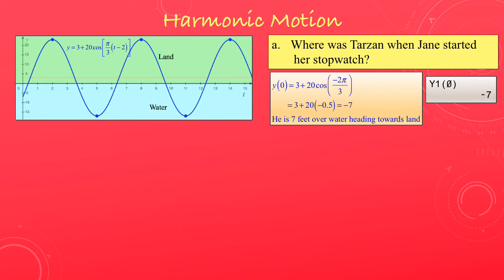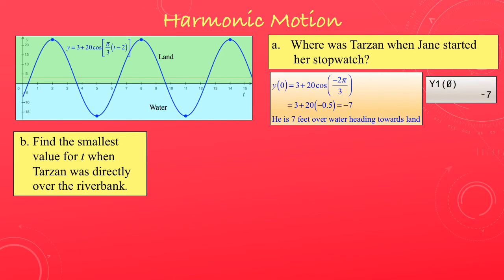We need to find the value of y at 0, or y of 0. That is 3 plus 20 cosine of negative 2 pi over 3, which is 3 plus 20 times negative 0.5, which is negative 7. Interpreting using the graph, he is 7 feet over water heading towards land. You could also do this on the calculator, assuming that y1 contains your equation. From the home screen, use y1 of 0, and you should get negative 7.